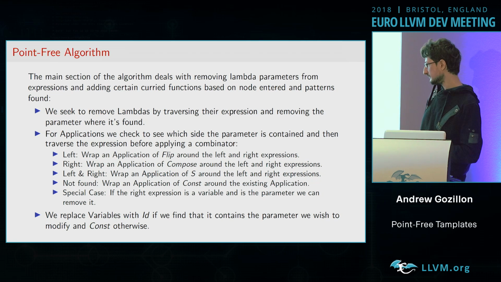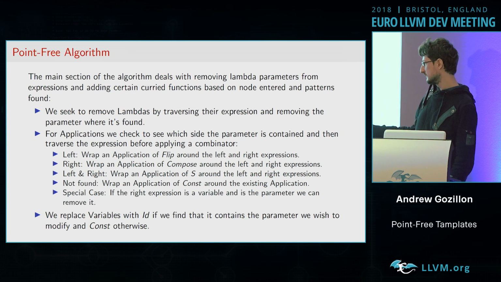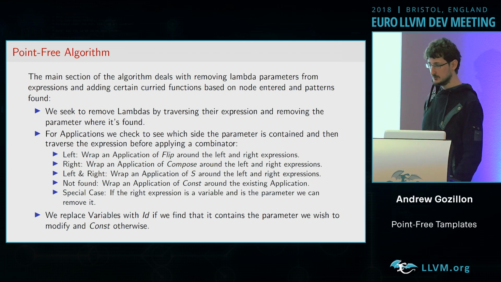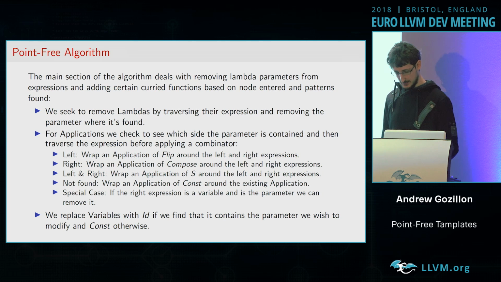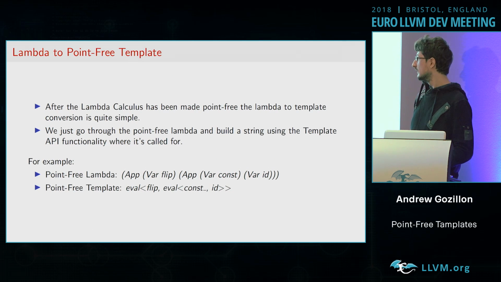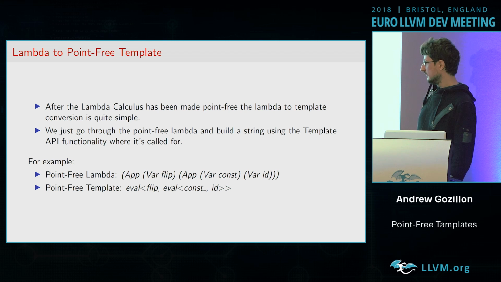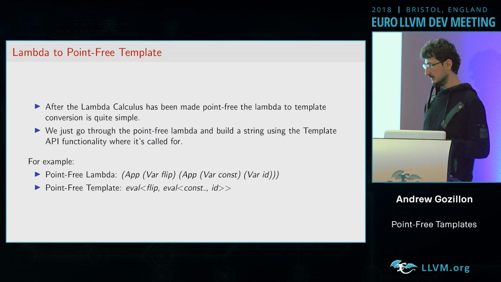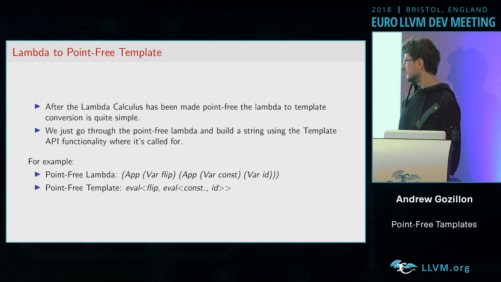And then we have not found, which means that, very similar to a variable, we don't really care what's in it, we just ignore it and discard it. And there are special cases: if the value is found and it's on the very right-hand side, we just throw it away because it's going to be corrected anyway. We don't need any special functions in this place to get the end result. So this is the very simple scenario where we're converting back from a lambda to a point-free template.